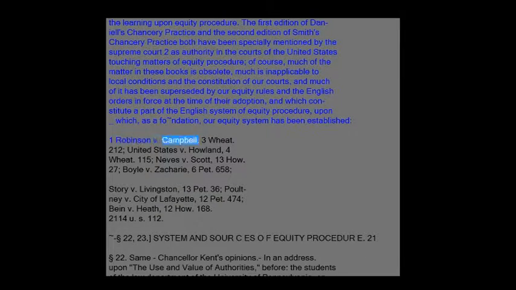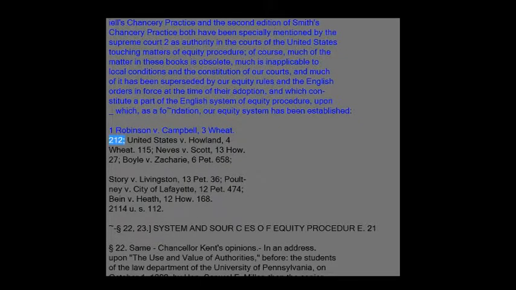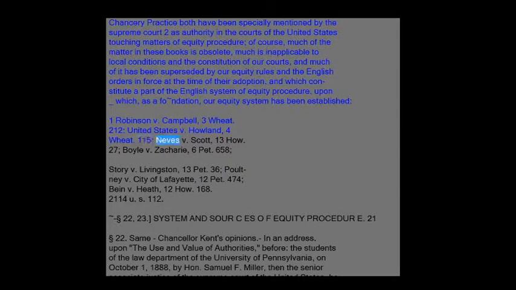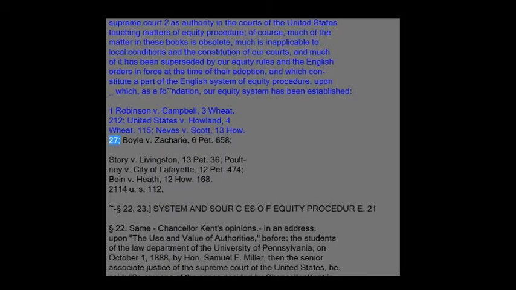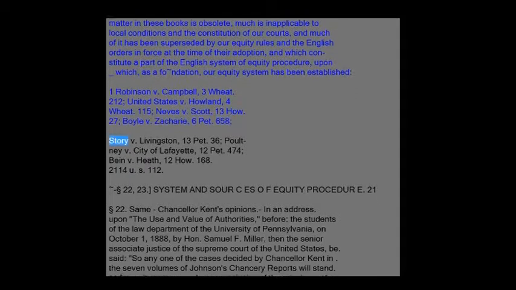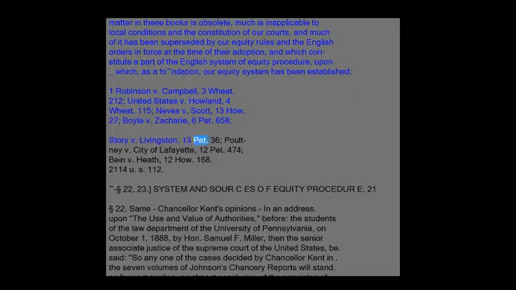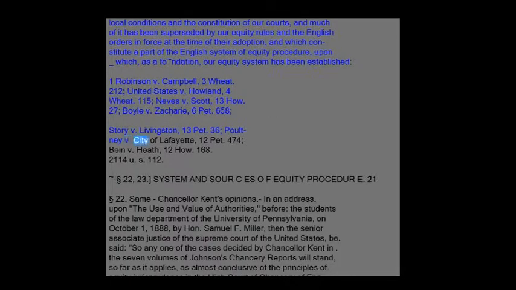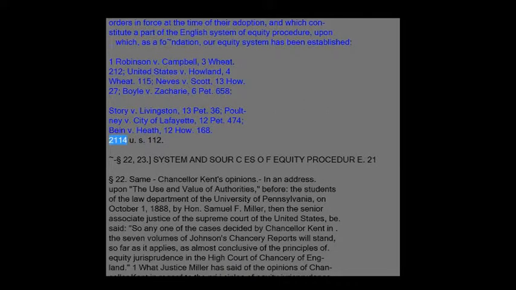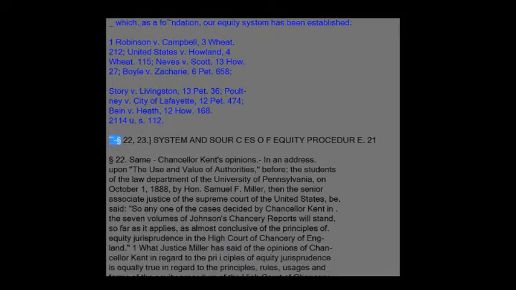1 Robinson v. Campbell, 3 Wheat. 212. United States v. Howland, 4 Wheat. 115. Nevis v. Scott, 13 How. 27. Boyle v. Zachary, 6 Pet. 658. Story v. Livingston, 13 Pet. 36. Poultney v. City of Lafayette, 12 Pet. 474. Bean v. Heath, 12 How. 168. 2 114 U.S. 112. 22, 23. System and Source of Equity Procedure 21.